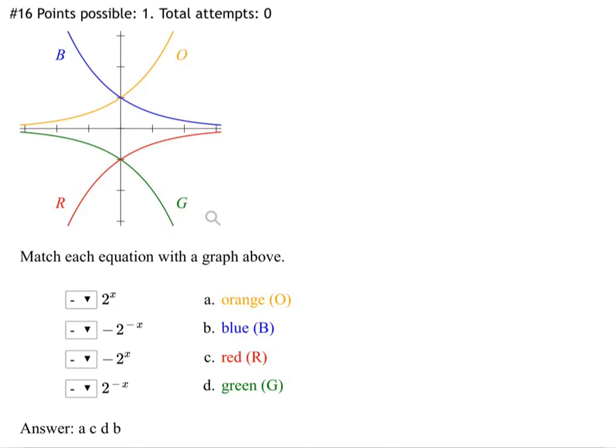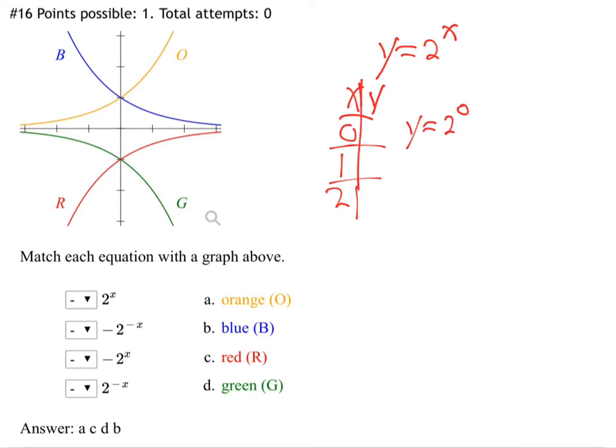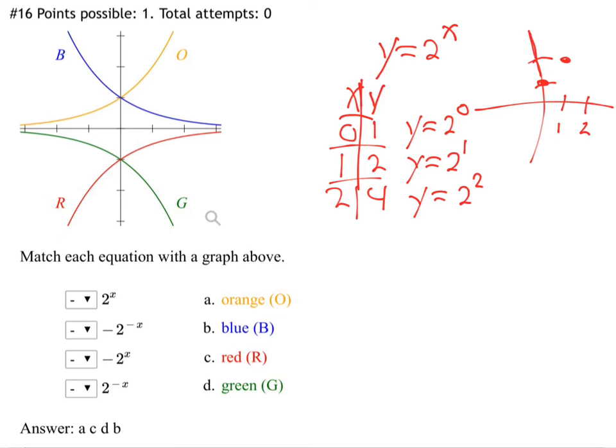Okay, so number 16. So now we're looking at negatives and stuff like that. Well, let's start with y equals just plain old 2 to the x. If you made a quick little xy table for this one, you put in 0, 1, 2, what would you get? 2 to the 0, anything to the 0 power is 1. 2 to the 1 is 2. 2 to the 2 is 4. So that one goes over 0 up 1, over 1 up 2, and over 2 up 4.